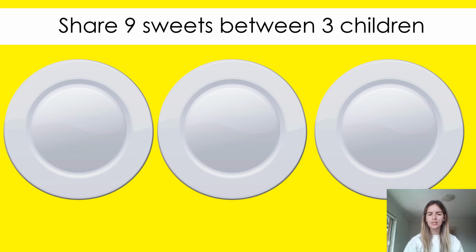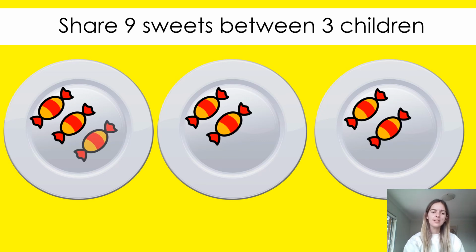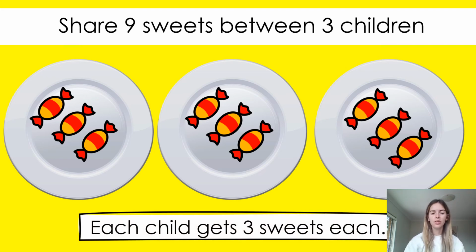So we can keep counting until we get to 9, and we're going to place one on each plate as we go. 1, 2, 3, 4, 5, 6, 7, 8, 9. And what you can see there is I have 3 sweets on each plate. So each child gets 3 sweets each.